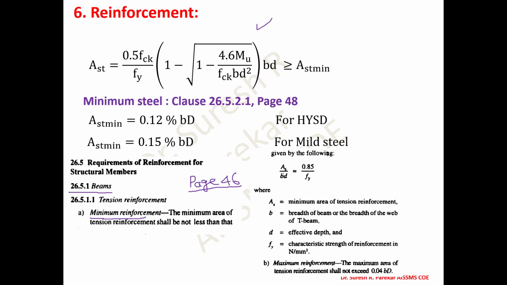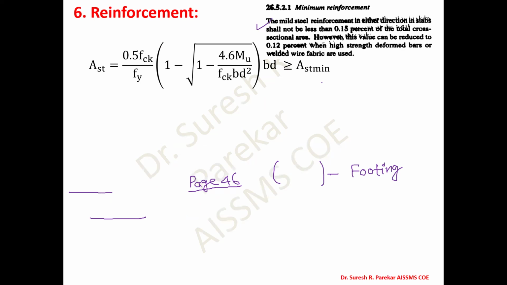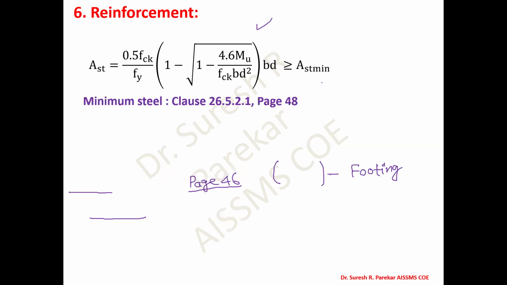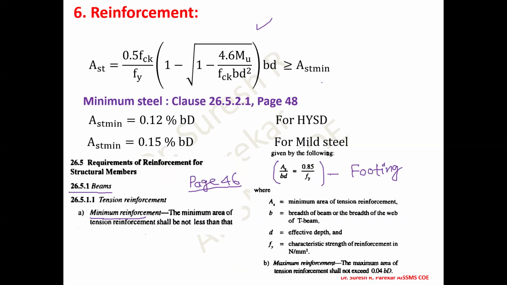And we have this value. This value we have actually used. If you remember, we used this formula in footing. You can go to that footing and see how we used this formula to calculate reinforcement. So reinforcement for beams is generally answered by 26.5.1, and for slab, just as I have shown you, clause number 26.5.2.1, and this one is 26.5.1.